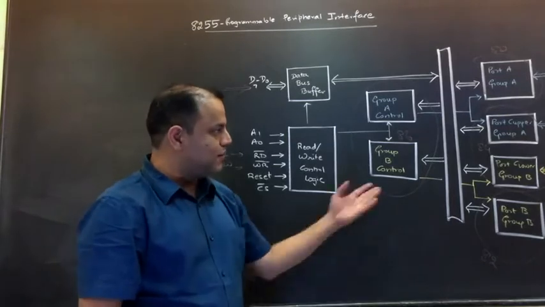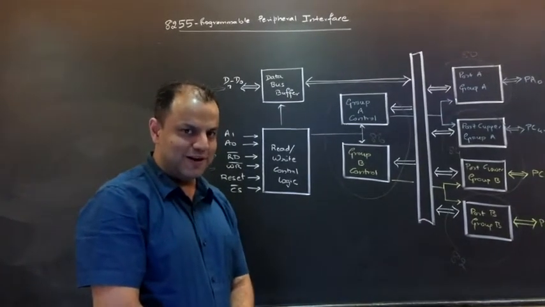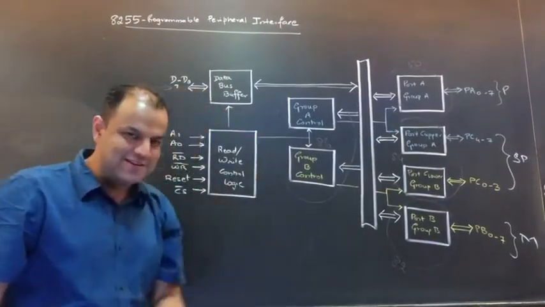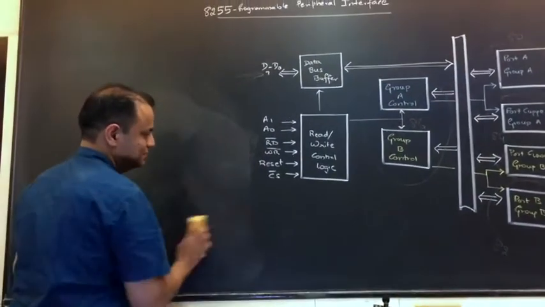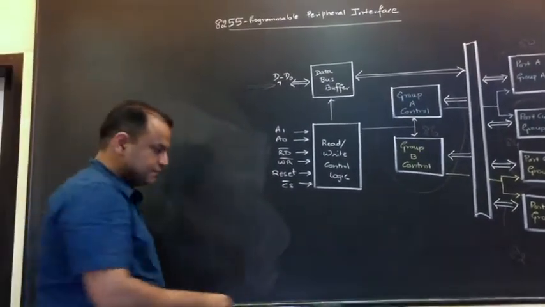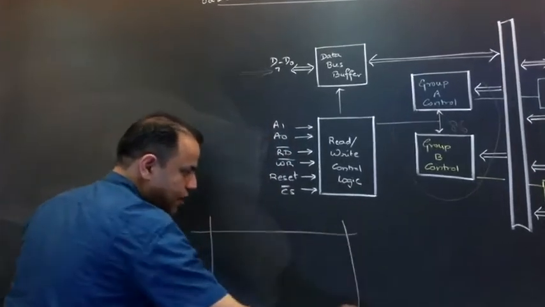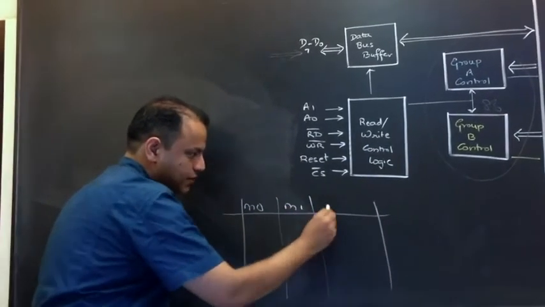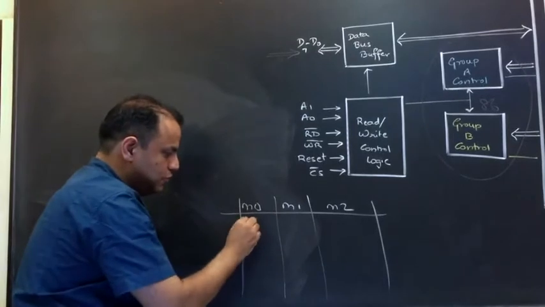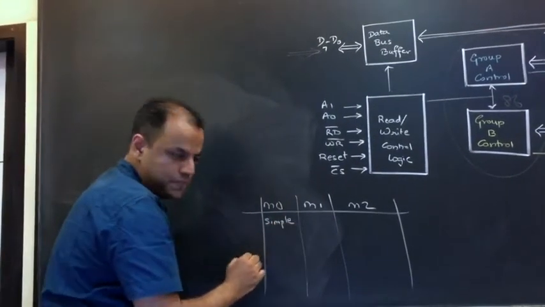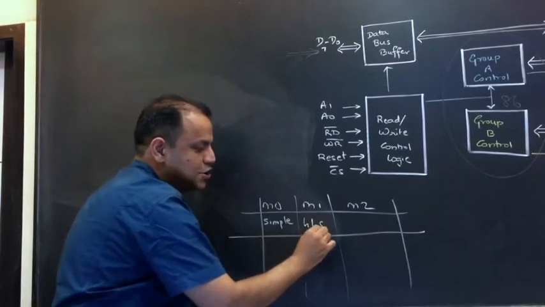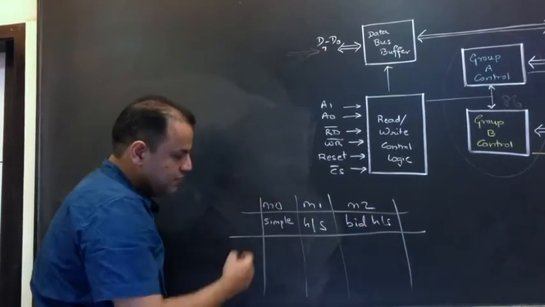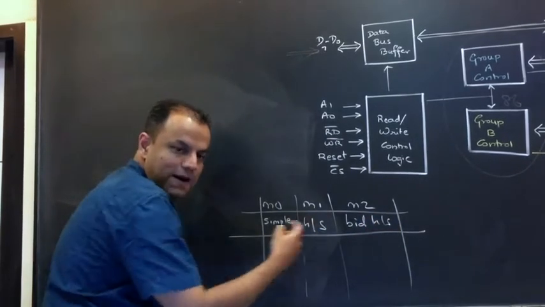Now the only thing left to be understood in this architecture, which I'm sure is still lingering in your mind somewhere: why is port C divided into 2 parts? You'll get the answer right now. Look here. 8255 operates in 3 different modes. There are 3 different modes of operation: Mode 0, Mode 1, Mode 2. They have names also. Mode 0 is called Simple IO. Mode 1 is called Handshake IO. Mode 2 is called Bidirectional handshake IO. I repeat the names: simple IO, handshake IO, bidirectional handshake.